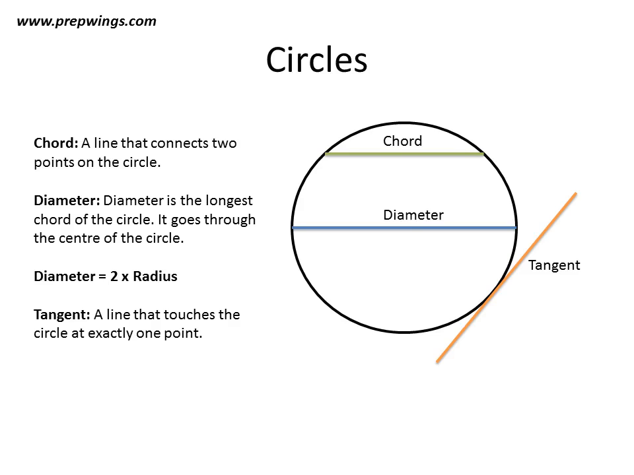Now we'll look at a few elements of a circle. The first thing that we'll look at is a chord. A chord is a line that connects any 2 points on the circle. Diameter is the longest chord of the circle. The diameter passes through the center of the circle, and diameter is equal to twice the radius. So diameter is equal to 2 into radius. Then we look at tangent. A tangent is a line that touches the circle at exactly 1 point.